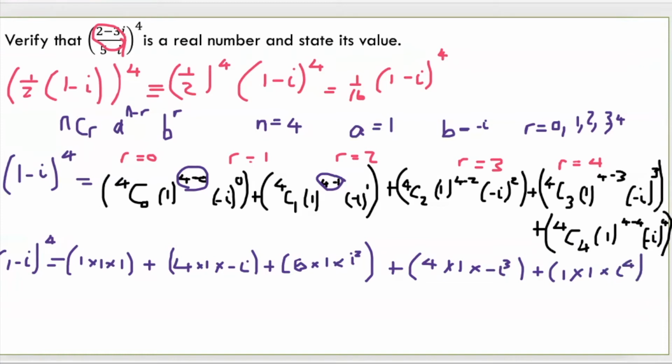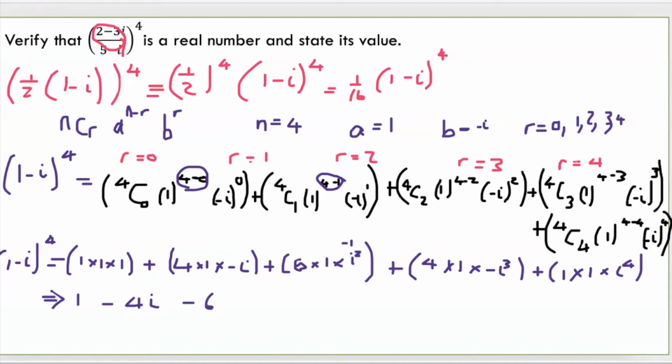So just to simplify, what do we have here? 1 times 1 times 1, that's 1. So right here, I'll just have a 1. 4 times 1, that's 4 times the minus, gives me minus 4i. i squared is negative 1, so that means 6 times 1 times minus 1, that's minus 6.